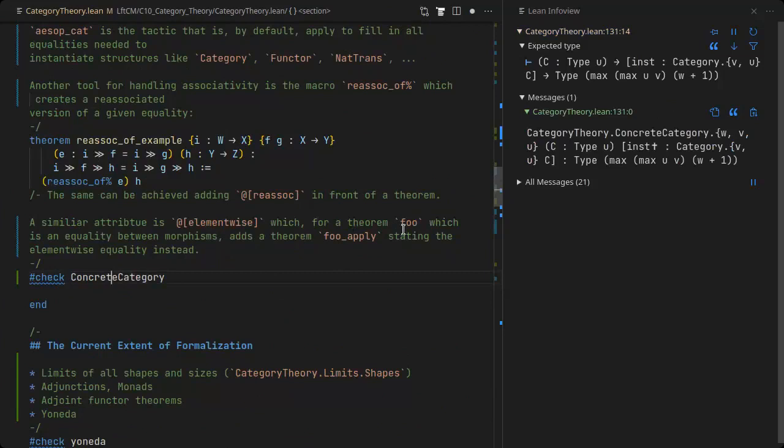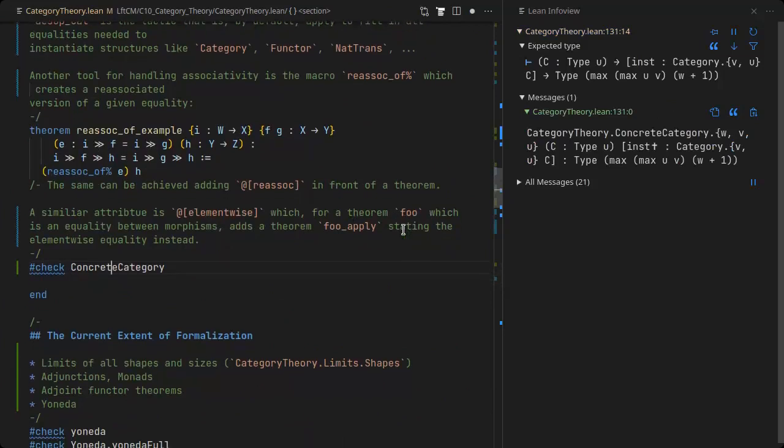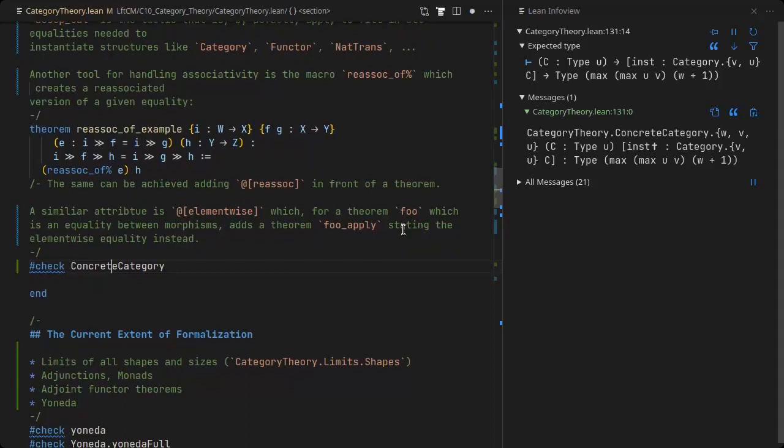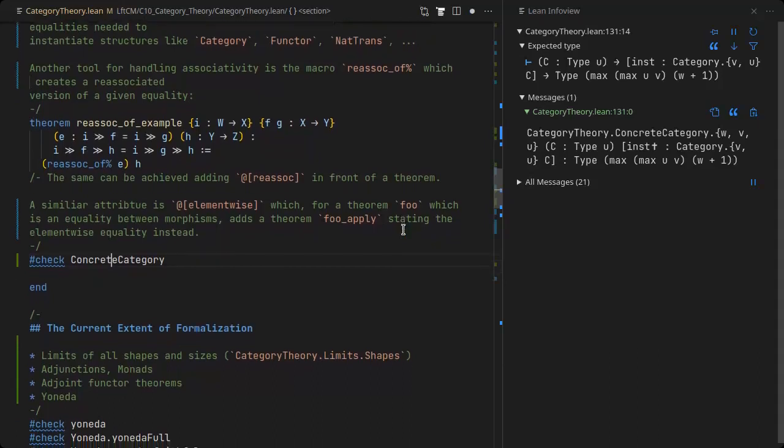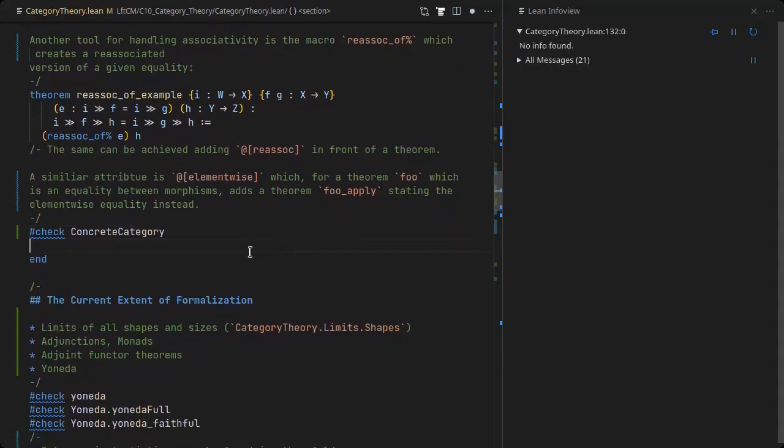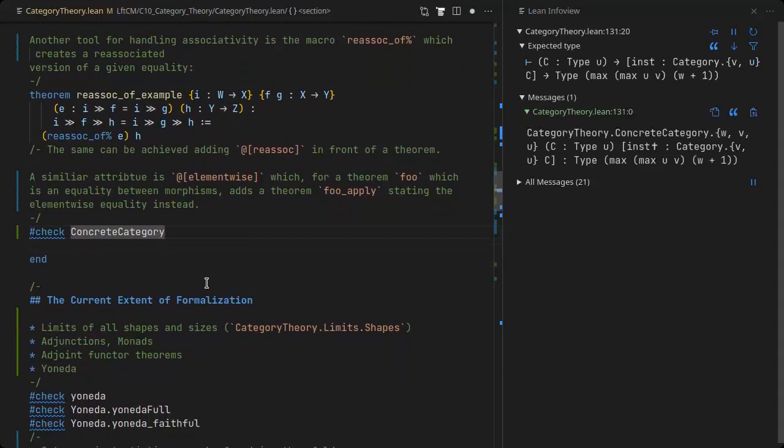What's a good example? For example, in the category of types itself... no, I mean it's all trivial in the category of types. But it's very useful if you're dealing with any sort of concrete category. Okay, so much for the tooling.